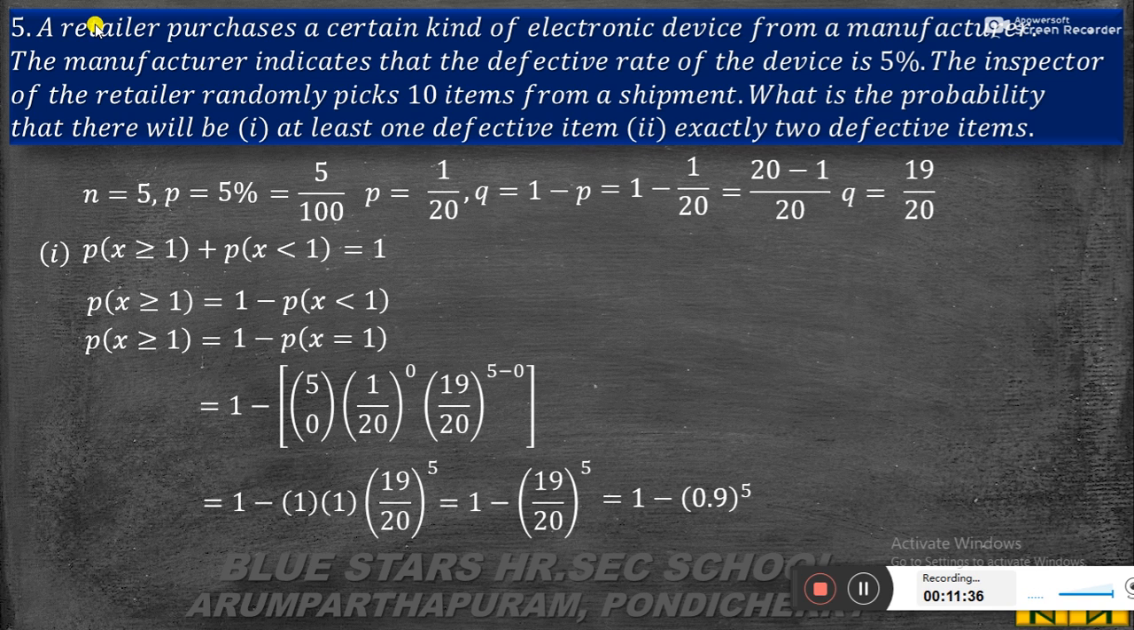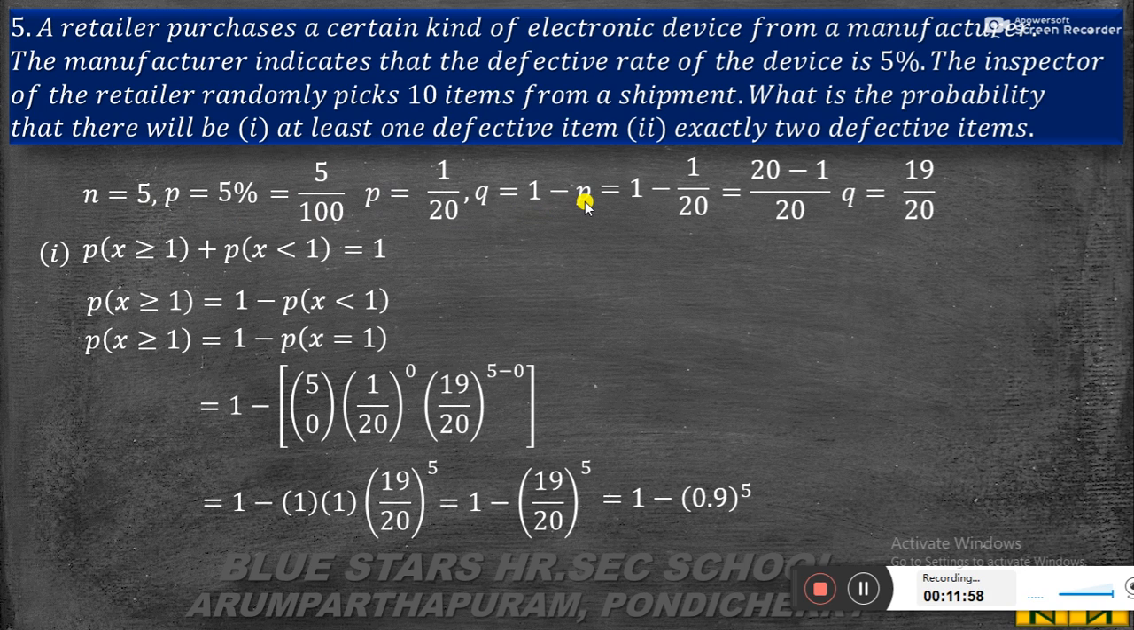So you see here, a retailer purchases a certain kind of electronic device from a manufacturer. The manufacturer indicates that the defective rate of the device is 5%. So for the defective rate, I take p equal to 5%. That means p equal to 5 by 100, so p equal to 1 by 20. Next, n equal to 5.